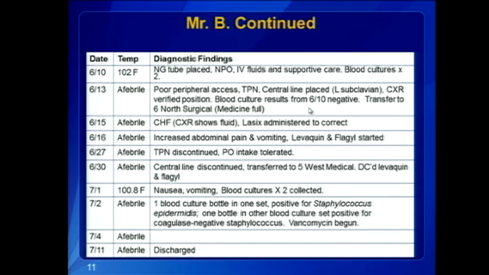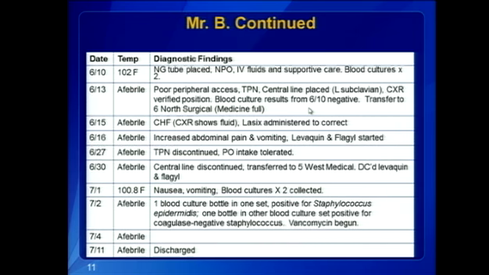On the 16th, he's afebrile. He has an increased abdominal pain and vomiting, and they start some Levaquin and Flagyl. Now we're going to jump ahead to the 27th when he is afebrile. His TPN has been discontinued because he's tolerating his PO intake. And 3 days later, he's still afebrile. They discontinue his central line, and they transfer him to 5 West Medical after discontinuing his Levaquin and his Flagyl.